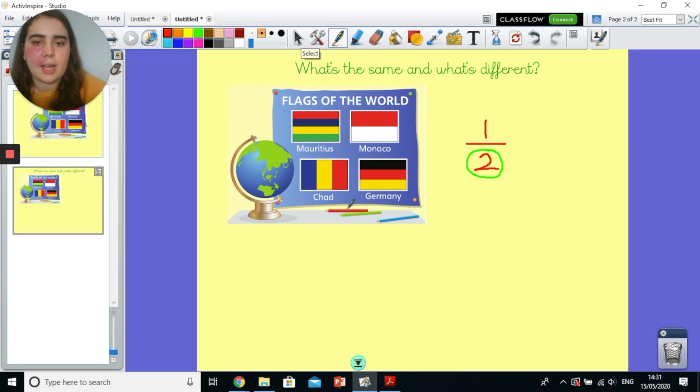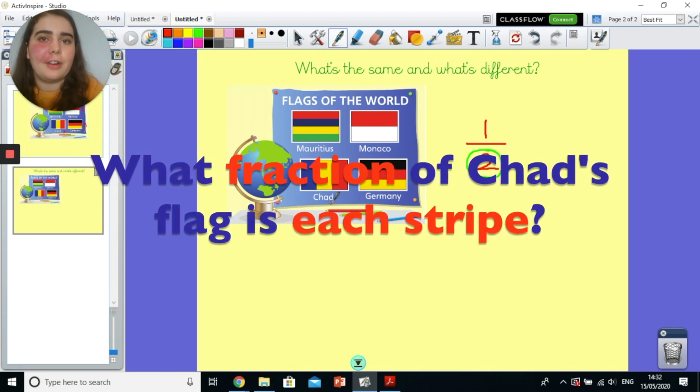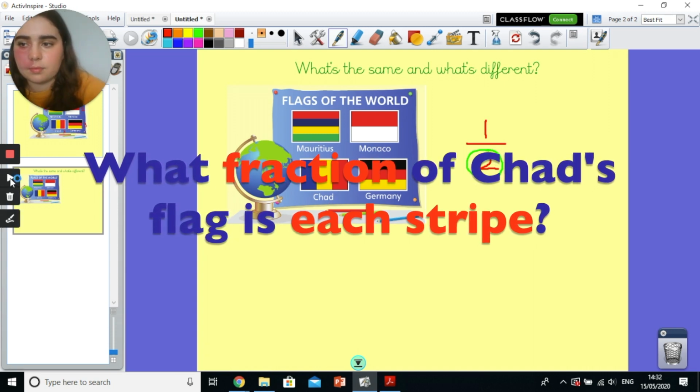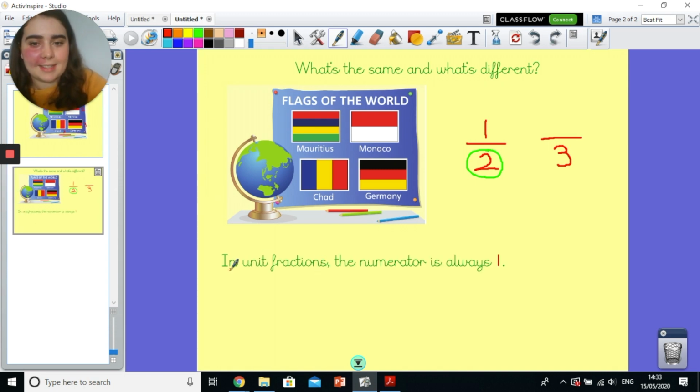Now let's look at Chad's flag. What fraction of Chad's flag is each stripe? Pause the video and have a think. So we know that Chad's flag has 3 stripes, so 3 would be our denominator. And in unit fractions, the numerator is always 1. I've added that as a stem sentence here, so each stripe on Chad's flag represents 1/3.